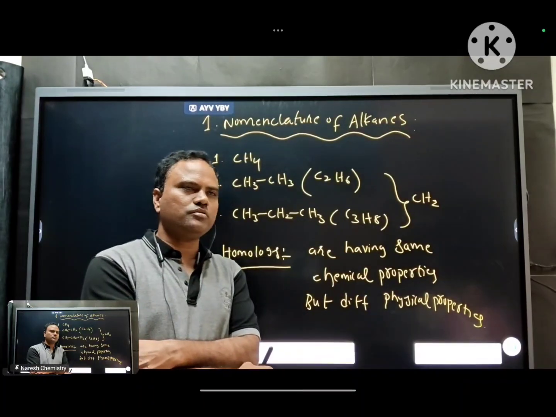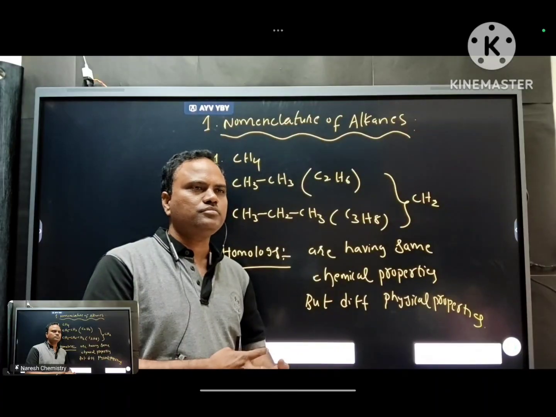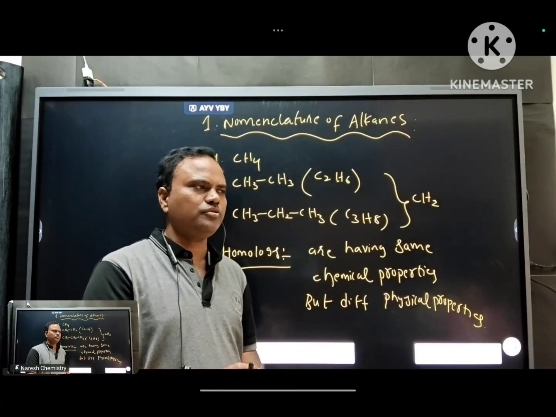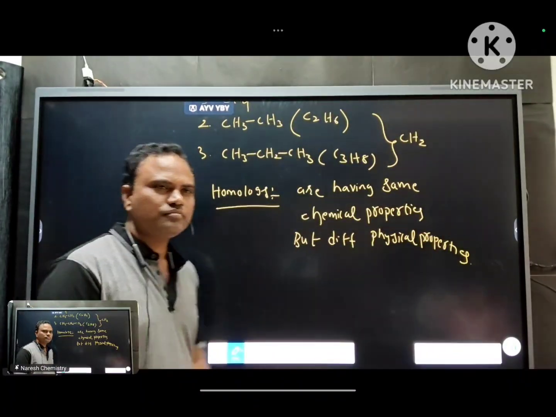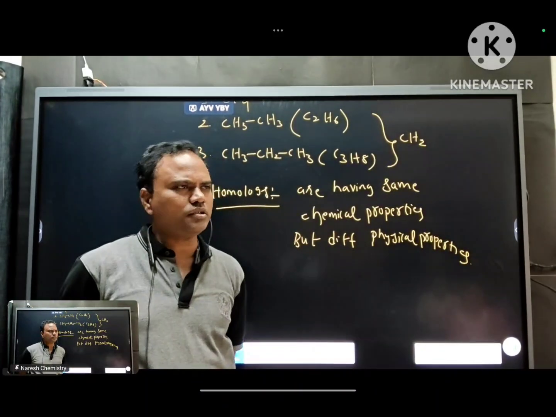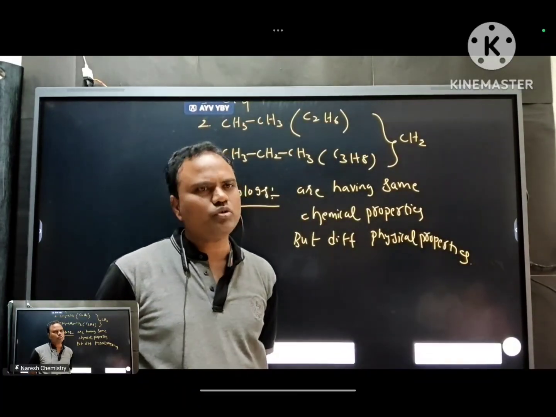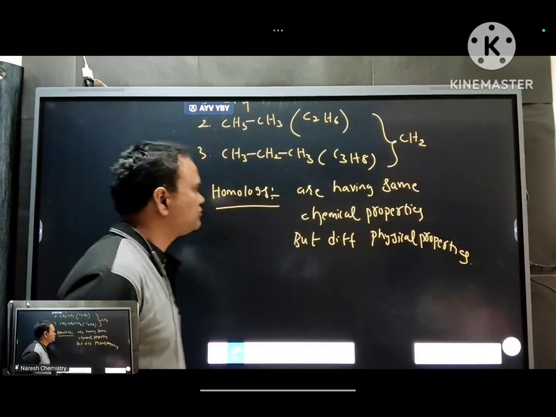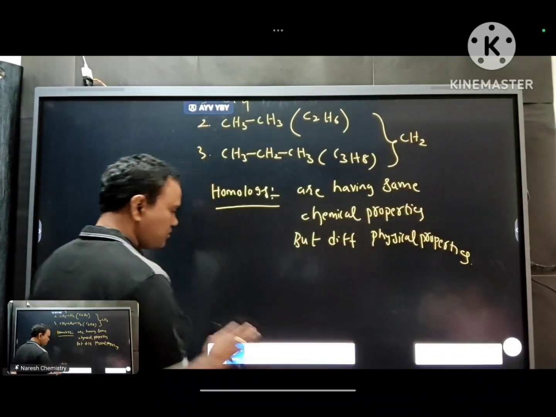What is the homolog for propane? Next, another homolog is this next compound, butane. Butane and propane, are they homologs or not? Yes, the difference is CH2 only. Butane and pentane are homologs. Let us start some different examples.